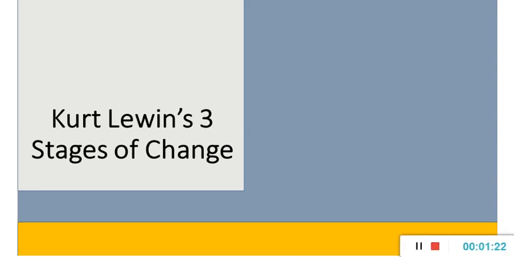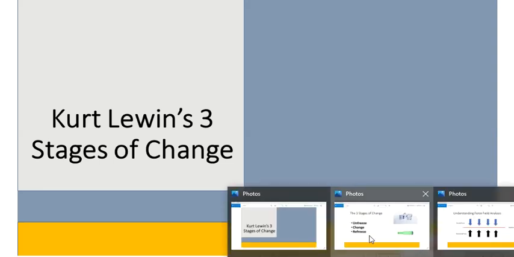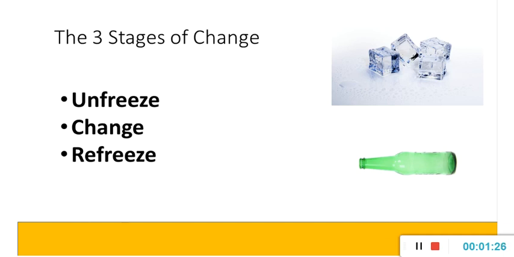So, let's look at what the three steps of change are. Here you can see there are three stages of change. It is pretty easy to remember: unfreeze, change, and refreeze. So it's very easy to remember Kurt Lewin's three stages of change: unfreeze, change, and refreeze.